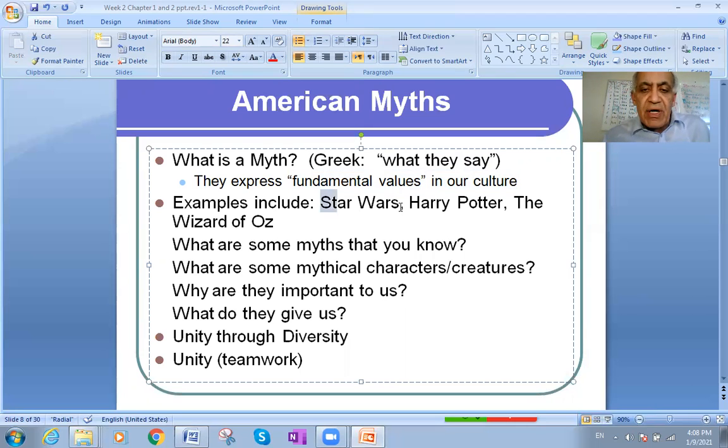Emphasized examples include Star Wars, Harry Potter. What are some myths that you know? Can you tell me some myths that you know? What are some mythical characters or creatures? Why are they important for us? What do they give us? What feeling do they give us? Unity through diversity and teamwork. So these myths are always summing up in some words the way we think, the way we believe, the way we act.